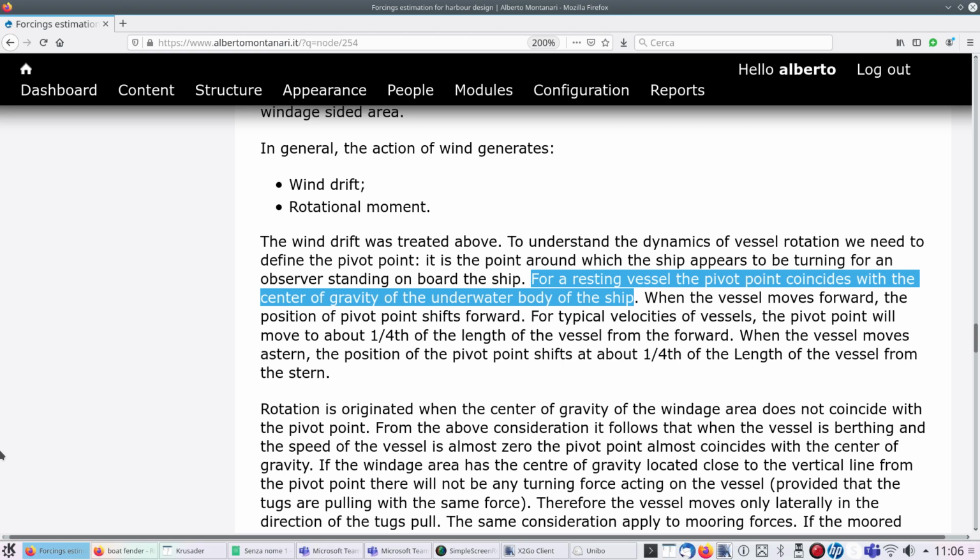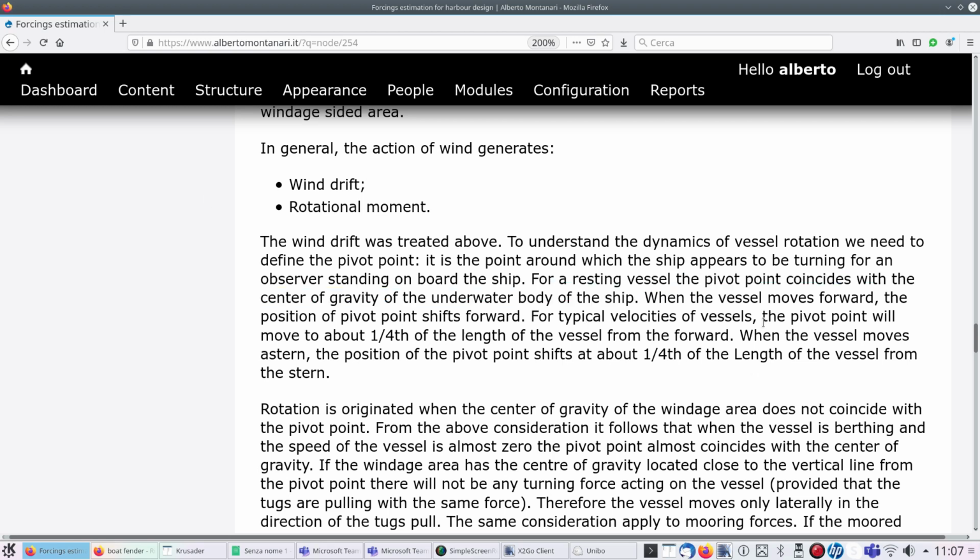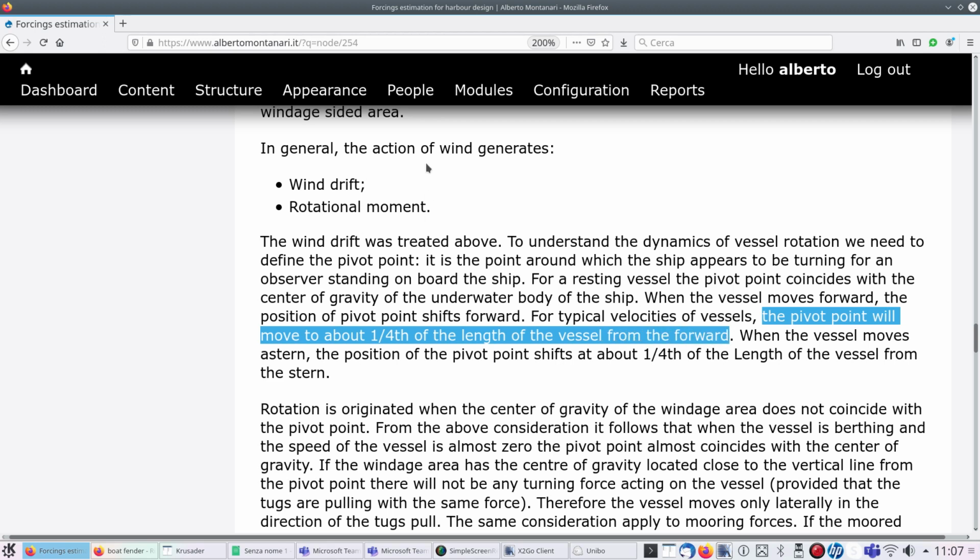But the pivot point moves when the ship moves as well. In particular, when the vessel moves forward, the position of the pivot point shifts forward. And for typical velocities, there is a rule of thumb that says that the pivot point for a vessel moving forward will move to about one fourth of the length of the vessel from the bow, from the forward. So it advances.